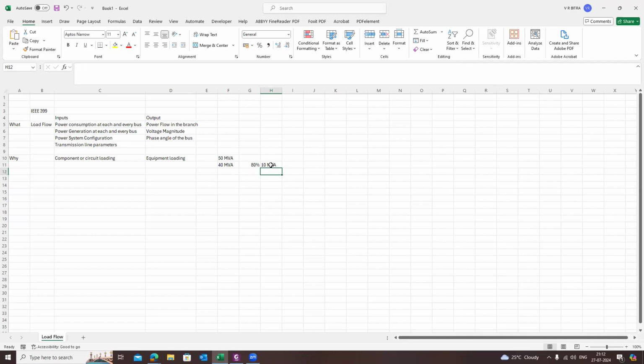Even in future, in case the generation or the demand increases, this transformer will be capable of supplying that load, right? So that's one essential outcome of the load flow. Why do we need to perform the load flow? If you want to find out the power flow in each and every branch in an interconnected power system, then you need to perform the load flow. Let me repeat this. Equipment loading is predominantly the right terminology for an interconnected power system.